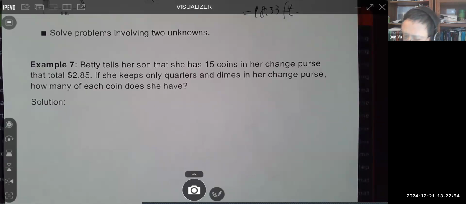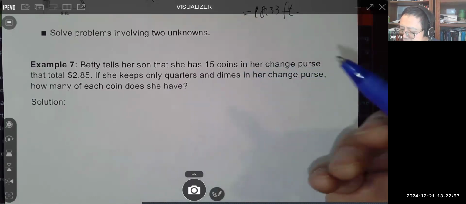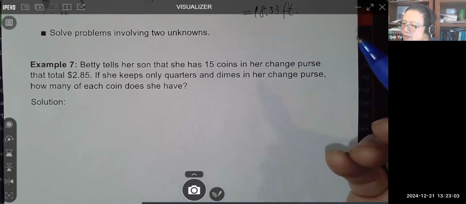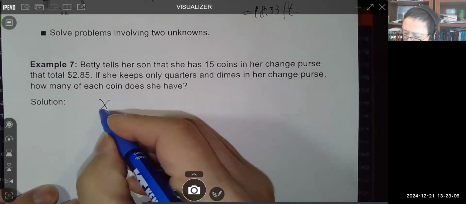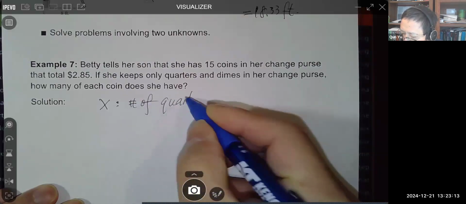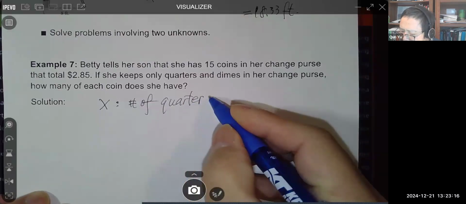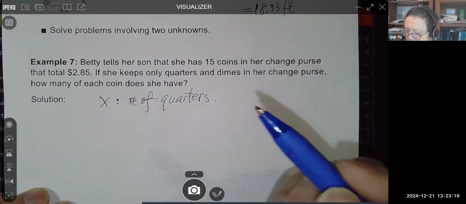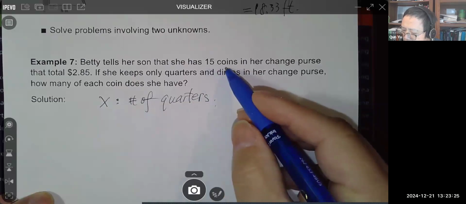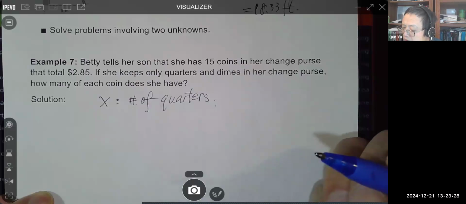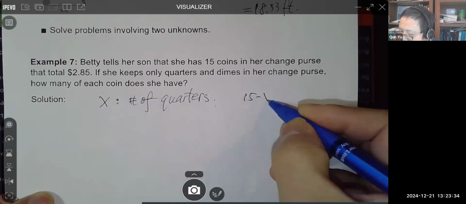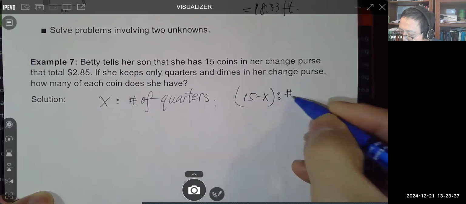In this case, we only have two. Are they related? Yes, because the numbers of coins added together must be 15. That's how they're related. They add to 15. So I let x be the number of quarters. You can use x to represent the number of dimes instead; the result is the same. Now I need to set up the equation. How do we know how many dimes are in there? Since the total is 15, if x represents the number of quarters, the rest of the coins must be dimes. So the number of dimes is 15 minus x.